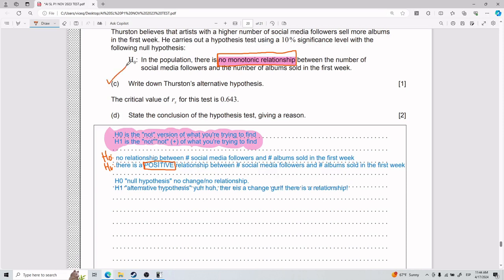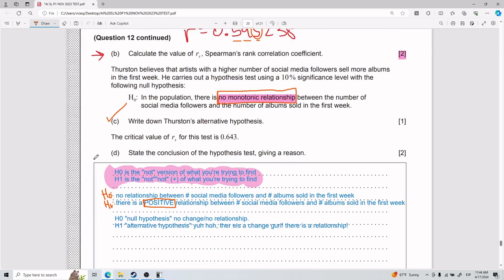That is for part C. Not that hard, it's just understanding the intuition between H0 and H1. All right? Then they tell you that the critical value of RS for this test is 0.643, and to state the conclusion of the hypothesis of the test, giving a reason.